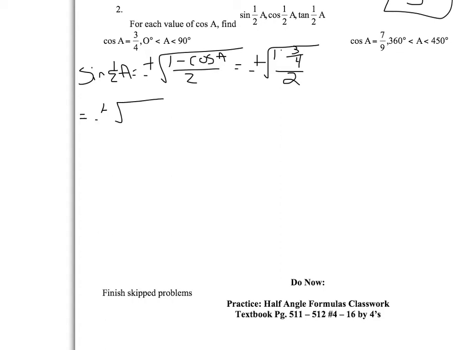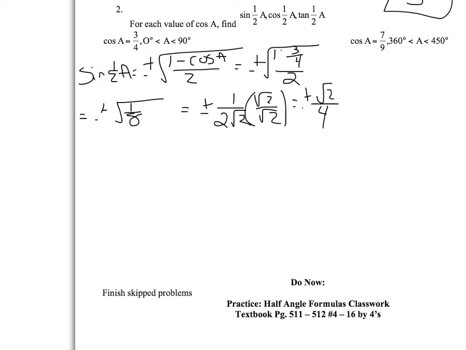1 minus 3/4 divided by 2 is 1/8. So the square root of 1 is 1. The square root of 8 is 2 radical 2. We will rationalize. So plus or minus radical 2 over 4, 2 times 2.